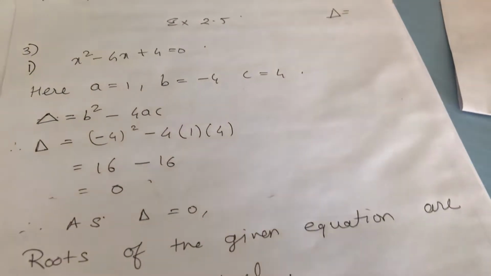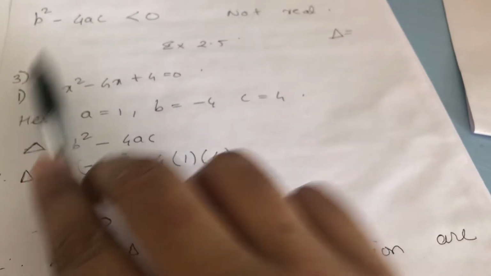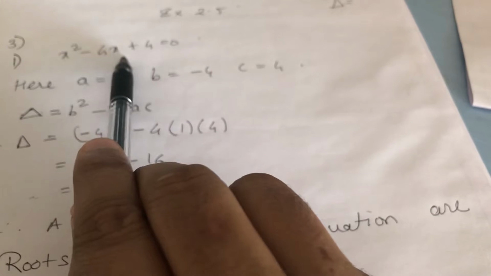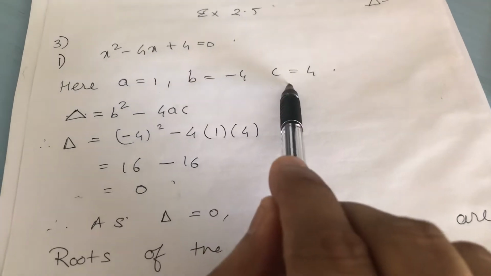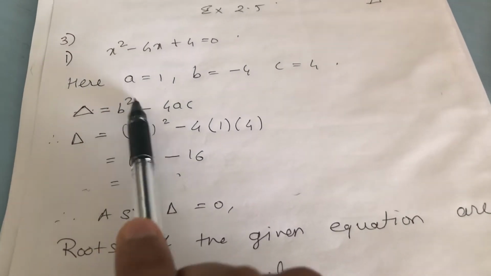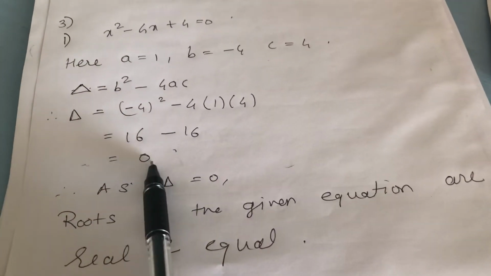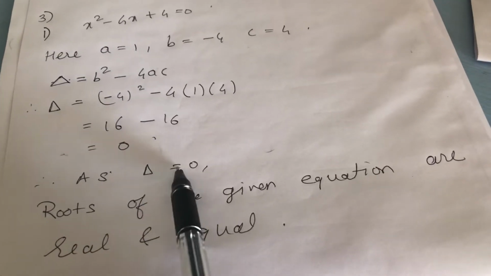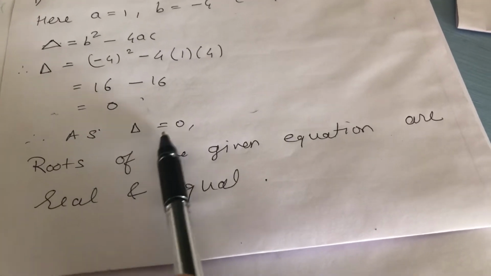Okay. So let's move towards the exercise. So the first question, x square minus 4, first two questions you have to do on your own because they are very easy. Let's move to the third question where they are telling you to find out the roots of the equation. So you have x square minus 4x plus 4 is 0. Now here you identified a, b and c. Then your discriminant is equal to b square minus 4ac. You put the values for b square minus 4ac. You got it as 0. Therefore as discriminant is equal to 0, roots of the given equation are real and equal. Okay. Moving to the next question.